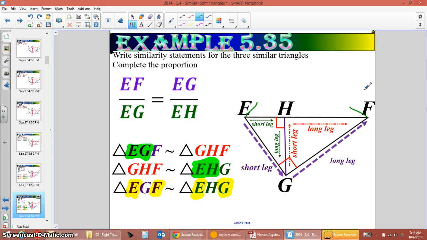EF, hypotenuse of the big triangle. EG is the hypotenuse of the small triangle. Now EG is also the short leg of the big triangle, and EH is the short leg of the small triangle. So you've got to be able to visualize it as hypotenuses, and this one also doubles as two different roles. It's the hypotenuse of the small triangle here, but it's also the short leg of the big triangle. So when I compare hypotenuse to hypotenuse, I'm also comparing short leg to short leg, EH. Okay, hopefully that helps explain why we complete the proportion.